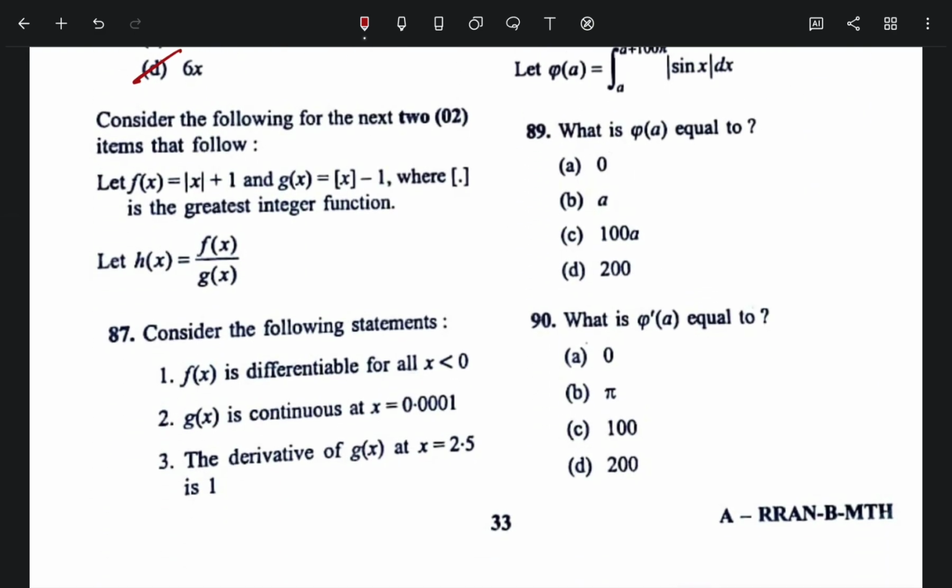While you are using a greatest integer function, you see that f of x is differentiable for all x. f of x is not a greatest integer function, so this will be true. So g of x is continuous at x is equal to 0. Yes, because the previous value and the next value will have the same value, because it's the greatest integer function, right? The derivative, that is not true.